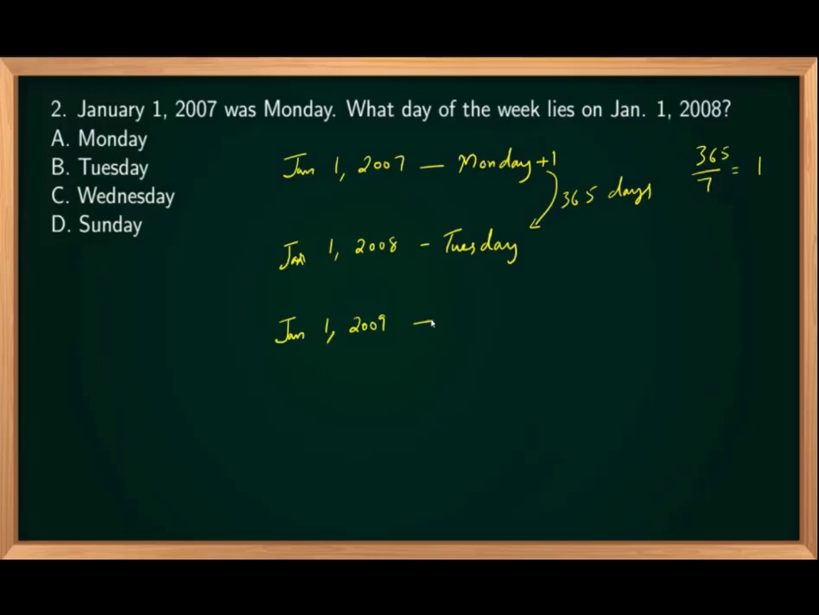Thursday is the answer. You have to check whether it is a leap year or not. Here, 2008, so it is a leap year. So this year contains 366 days. Okay. So 366 divided by 7, the remainder will be 2 days. So Tuesday plus 2, Thursday will be the answer. Okay.